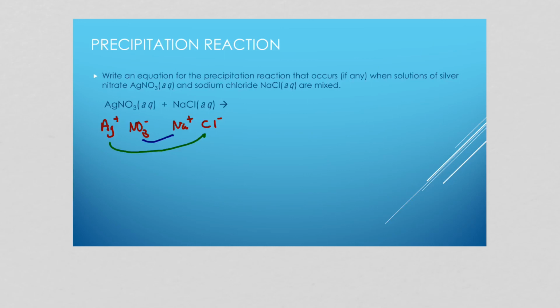So for silver, it's a positive one, the chlorine's a minus one. So we're going to be AgCl, there's the formula. And the sodium and the nitrate, we have sodium, it's a positive one, so it's paired with one nitrate, NO3. So these are going to be my two products. So I have silver chloride, and I have sodium nitrate.